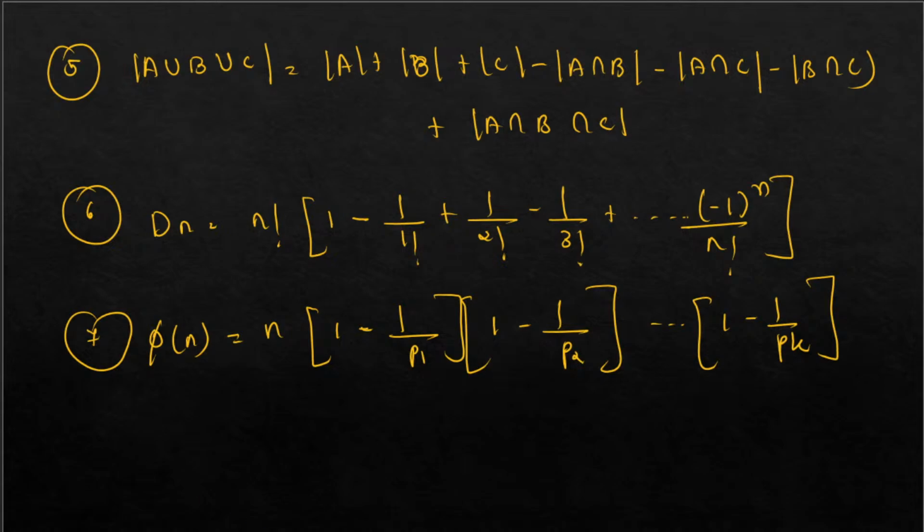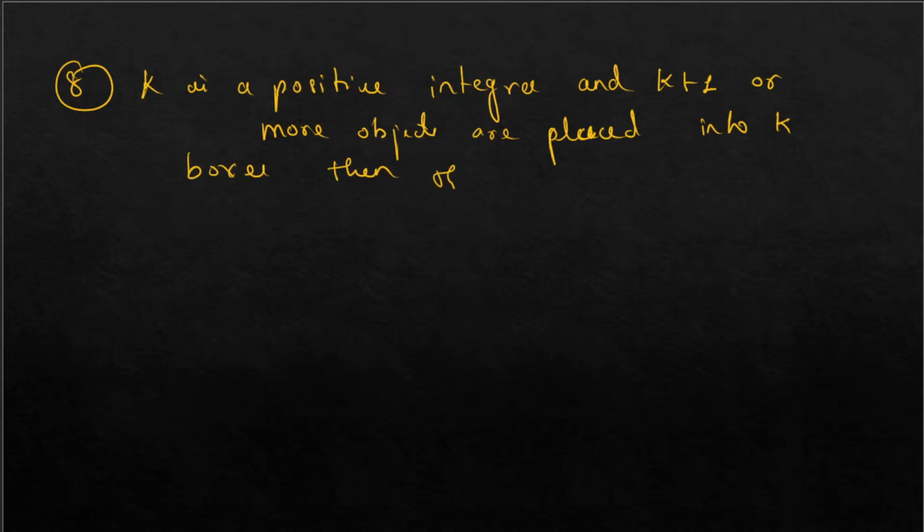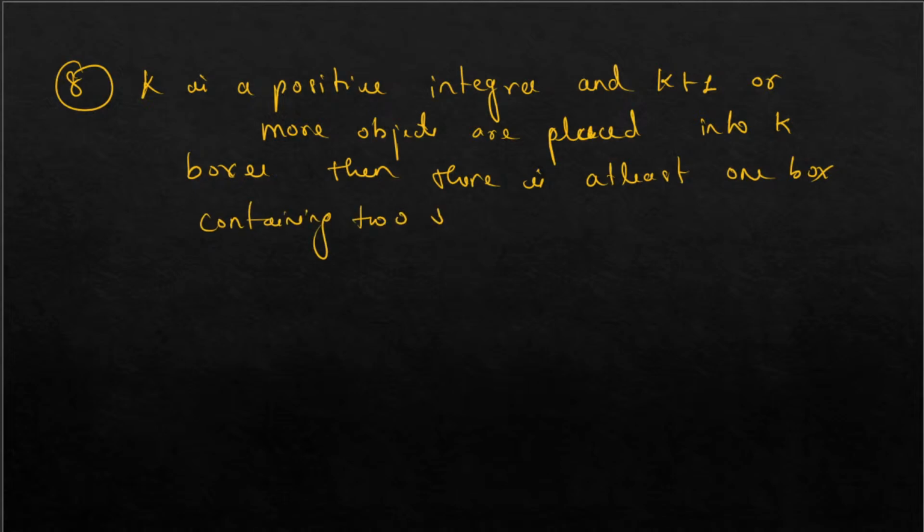Pigeonhole principle: if k is a positive integer and k plus 1 or more objects are placed into k boxes, then there is at least one box containing two or more of the objects.